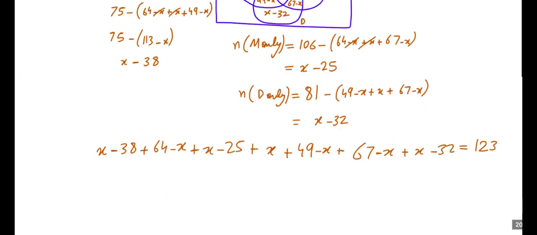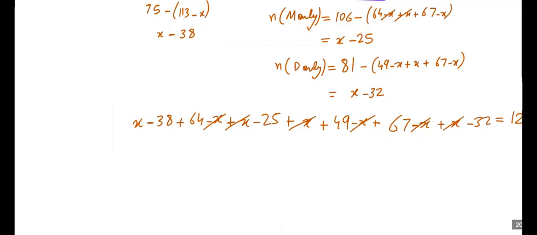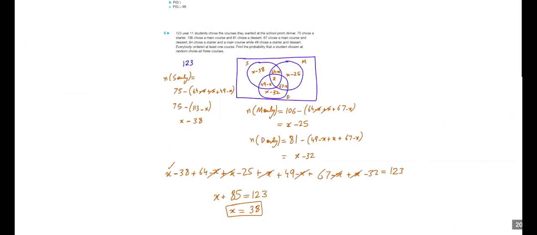So let's solve this now. We can cancel out all of the positive and negative x's first, just to make life easier. And then let's add up all the numbers. We have minus 38 plus 64 minus 25 plus 49 plus 67 minus 32, which is 85. And what about the x's? We got one x here. That's actually it. x plus 85 equals 123, which means x is equal to 123 minus 85, which is 38. So 38 people chose all three things together.